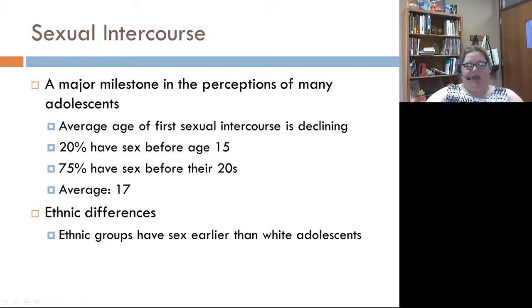The average age of our first sexual intercourse is declining, meaning it's going down. So, I mean, that is either a good thing or a bad thing. I'm divided on it. I think that people should have sex when they're ready to have sex. And I'm hoping that that decline is because people are more sexually open to each other and not because people are just being pressured. 20% currently have sex before the age of 15. 75% have sex before their 20s, which means 5% have sex after their 20s.